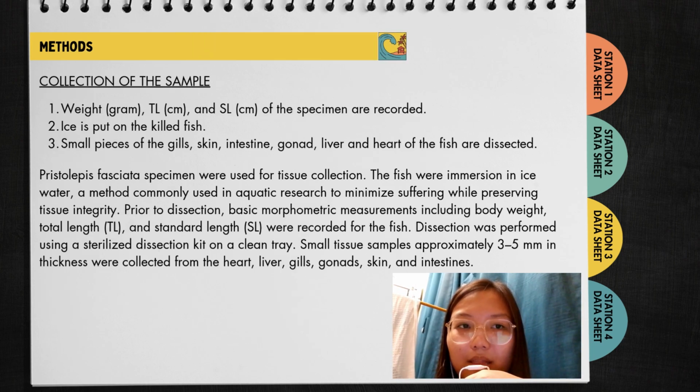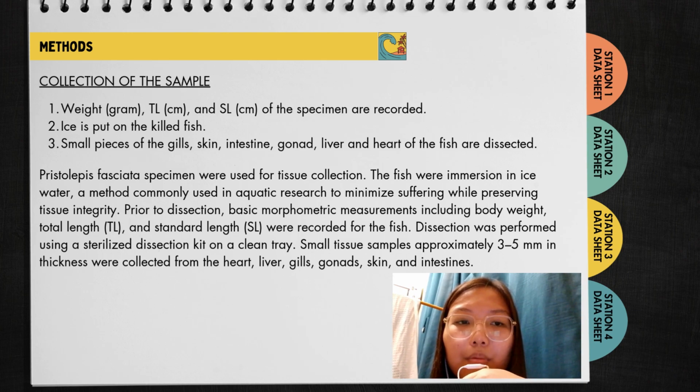Next, we will go into the method. Firstly, the collection of the sample. Pristolepis fasciata specimens were used for tissue collection. The fish were immersed in ice water, a method commonly used in aquatic research to minimize suffering while preserving tissue integrity. Prior to dissection, basic morphometric measurements including body weight, total length, and standard length were recorded for the fish.